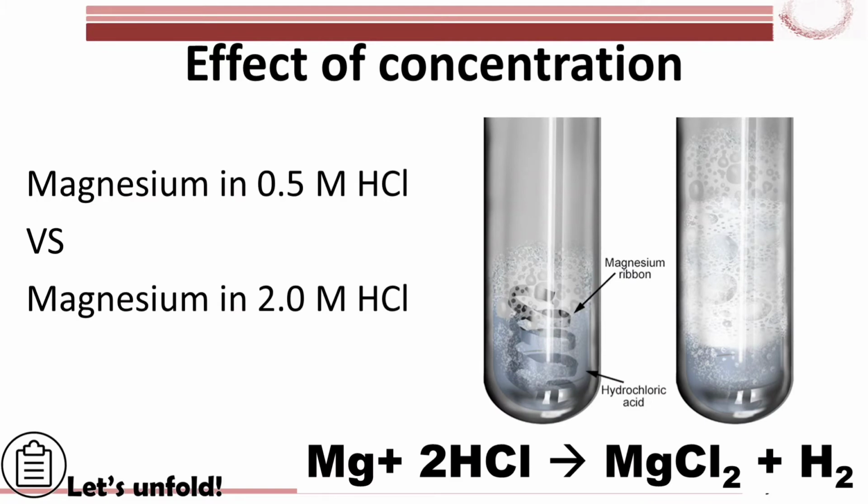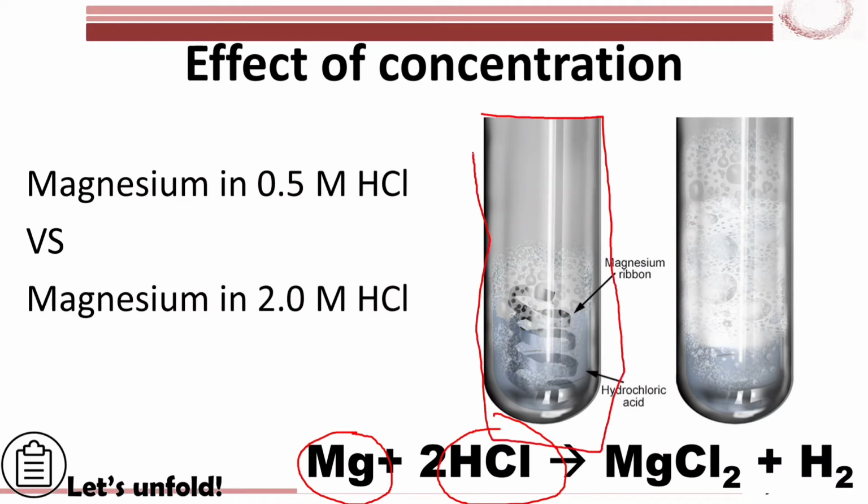So, ano yung effect ng concentration sa isang chemical reaction? So, we have, for example, magnesium ribbon na nilagay sa hydrochloric acid. So, we have magnesium here and hydrochloric acid. So, yan yung reactants. It is represented by this picture. So, yung hydrochloric acid and magnesium, definitely magre-react yan to form magnesium chloride and hydrogen gas.